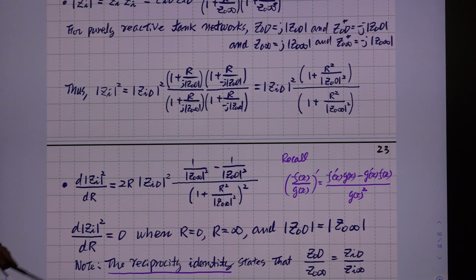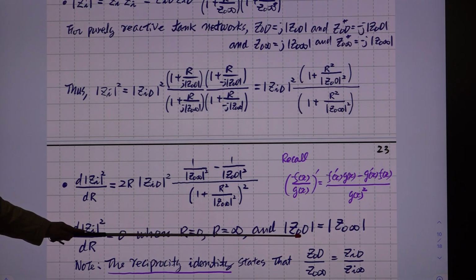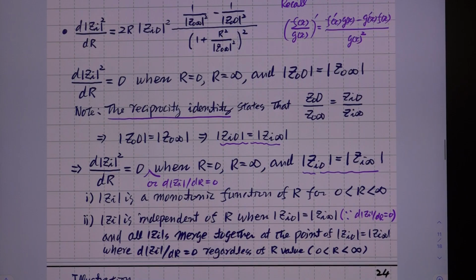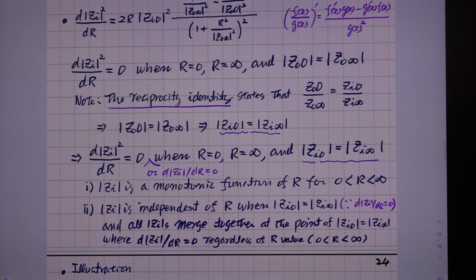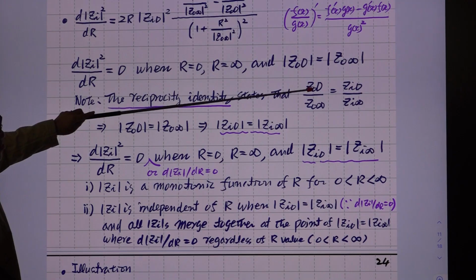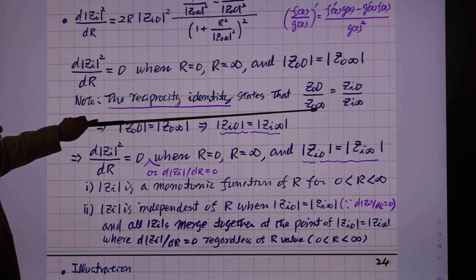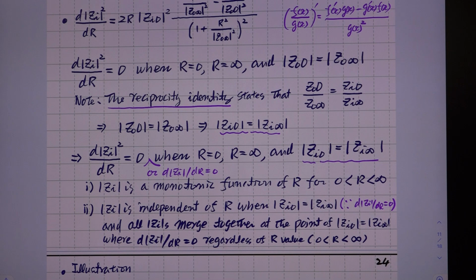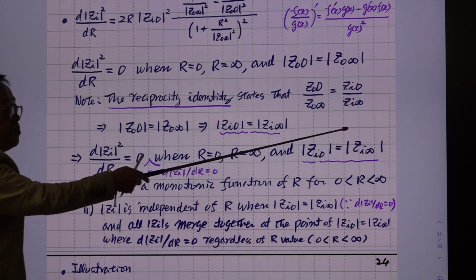Right? But this one is related with output impedance, but there is some theorem. They call it reciprocity identity. There is a relationship like this. This one. The ratio between output impedance and the ratio between input impedance become the same. We prove this tomorrow. Then you have this derivative becomes 0 at three different points. One is at 0, one at infinity, and one at this special point here.